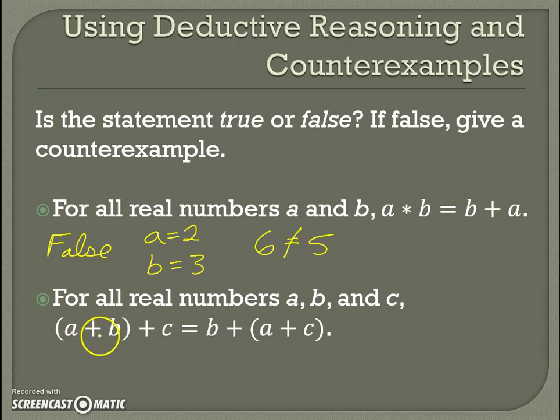For this one, this says for all real numbers a, b, and c, this must be true. And this is true. We have a couple of examples. First of all, the order changes here, and then the grouping changes. So this is true because of both the commutative property and the associative property. But all you would need to say is, yes, that's true.